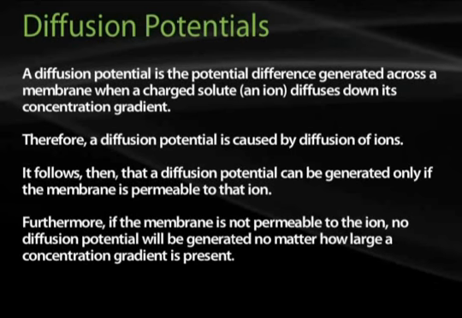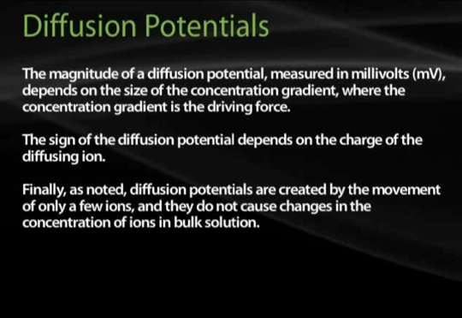Diffusion potentials. A diffusion potential is the potential difference generated across a membrane when a charged solute, an ion, diffuses down its concentration gradient. Therefore, a diffusion potential is caused by diffusion of ions. It follows then that a diffusion potential can be generated only if the membrane is permeable to that ion. Further, if the membrane is not permeable to the ion, no diffusion potential will be generated, no matter how large a concentration gradient is present.